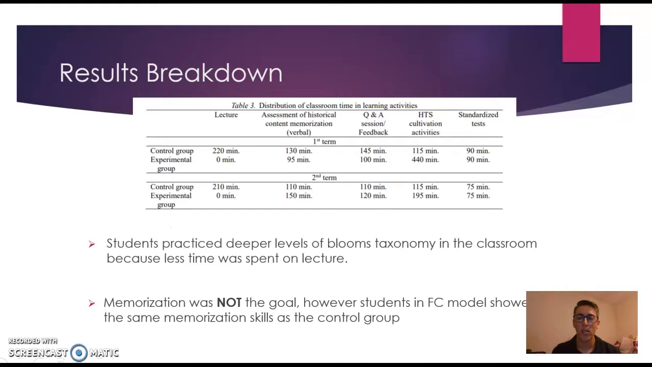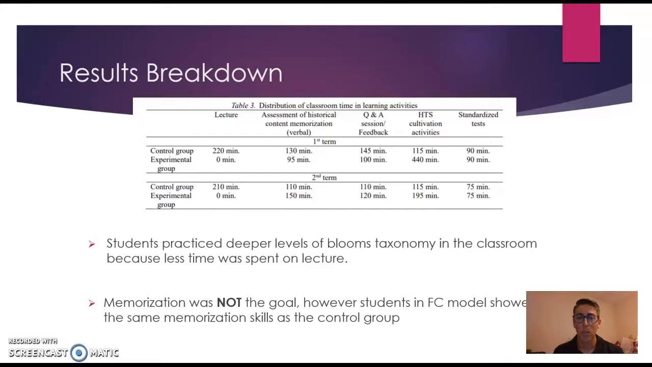And so if we break this down, it really should make sense, right? So those students who practiced those deeper levels of Bloom's taxonomy did better in that kind of assessment, right? So the experimental group spent 0 minutes in the lecture, while the control group spent 210 minutes in lecture. They spent a lot of time trying to receive information, and so those students in the control group weren't doing as well in the assessments of higher level learning because they didn't practice it.